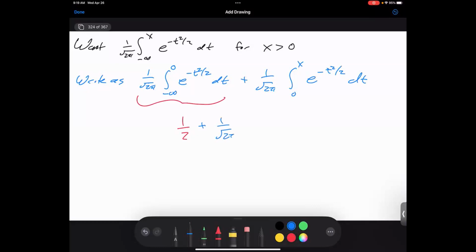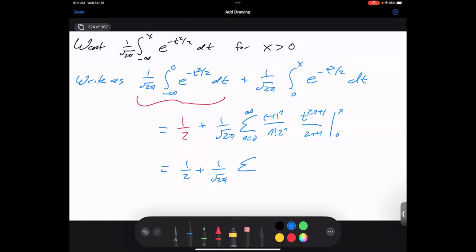So now it's very similar to before. 1 over square root of 2 pi, the sum n goes from 0 to infinity, negative 1 to the n over n factorial 2 to the n, t to the 2n plus 1 over 2n plus 1, at 0 and x. Oh, wait, that we can now do, because now that we have a 0, we don't have to worry about the bottom term. This is just going to be 1/2 plus 1 over square root of 2 pi, the sum n goes from 0 to infinity of negative 1 to the n over n factorial 2 to the n, x to the 2n plus 1 over 2n plus 1.